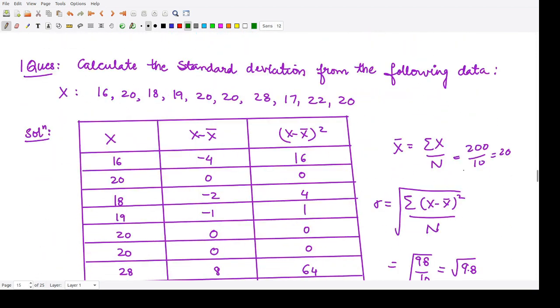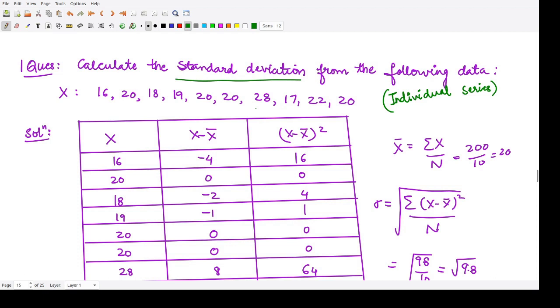So let us see some examples. The first example is that of individual series. That means raw data is given to us. So this is the given data, and we are asked to calculate the standard deviation for the following data.